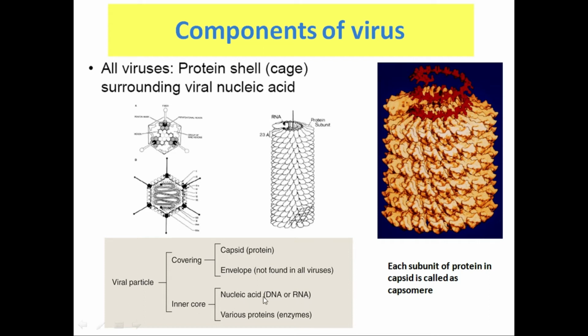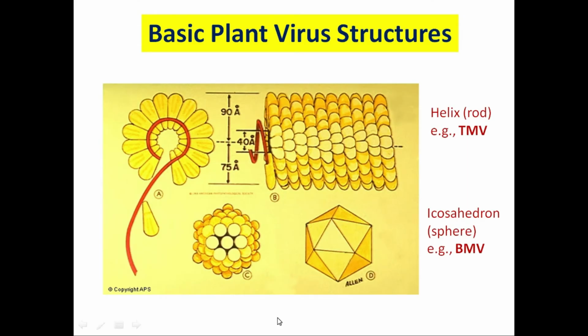And in the inner core, we also have some proteins or enzymes. And here, all viruses do not have this. So, what is there in the inner core? Nucleic acid, DNA or RNA type, and there may be various proteins or enzymes. So, basically, we have two components of plant viruses. One is capsid, and the other is nucleic acid molecule. Now, see the virus structure in detail.